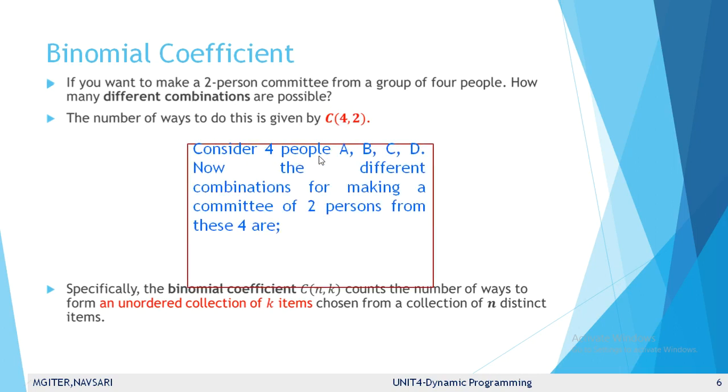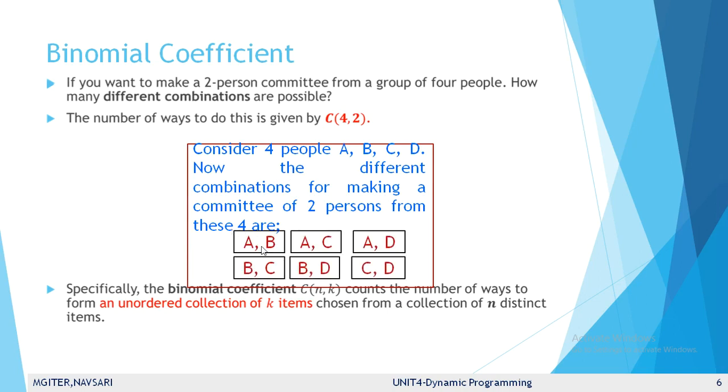Consider here 4 people are A, B, C, D. Now the different combinations for making a committee of 2 persons from them: there are 6 combinations, that is AB, AC, AD, BC, BD and CD. 6 combinations are here.